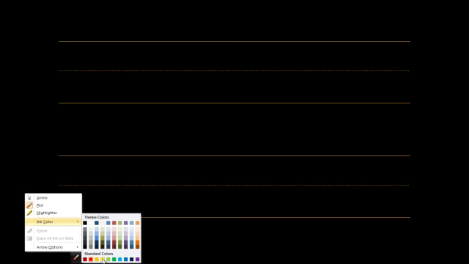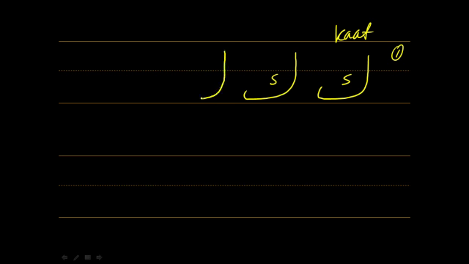I'm going to change my color to yellow so we can see a bit better. And now we have the Kaaf. So let's look at the Kaaf in its different positions. We have the Kaaf in the independent position, and it looks like this. Again, come down, and it sits on the line like that. One more time, like that, and it kind of curves up at the end.